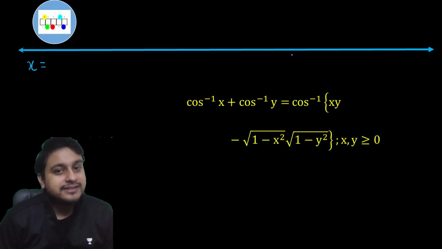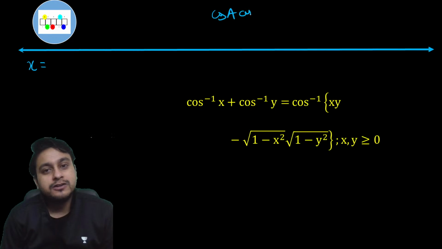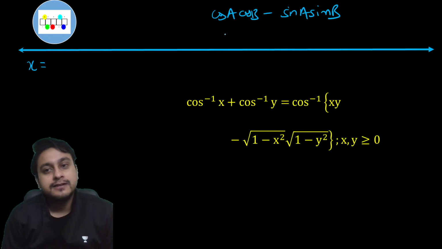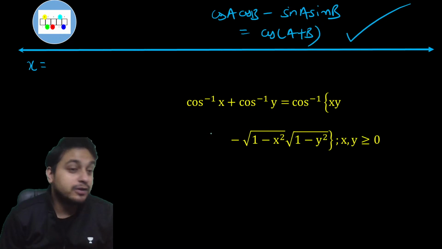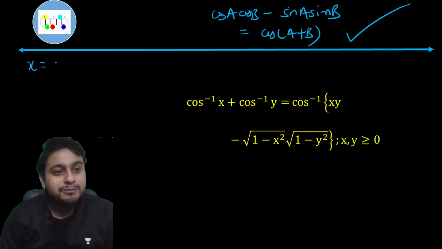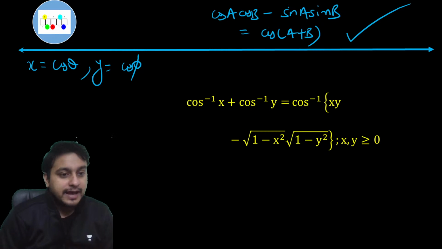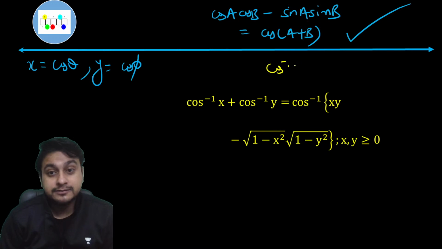Obviously, guys, all of you know this formula, I guess. Cos a cos b minus sin a sin b. What is this? This is cos of a plus b, right? Basic formula. So we'll put x as cos theta, and y we will put as what? Cos phi, right? Absolutely.